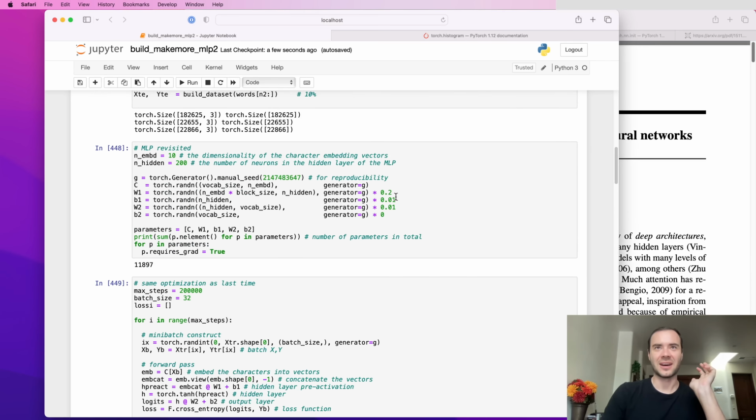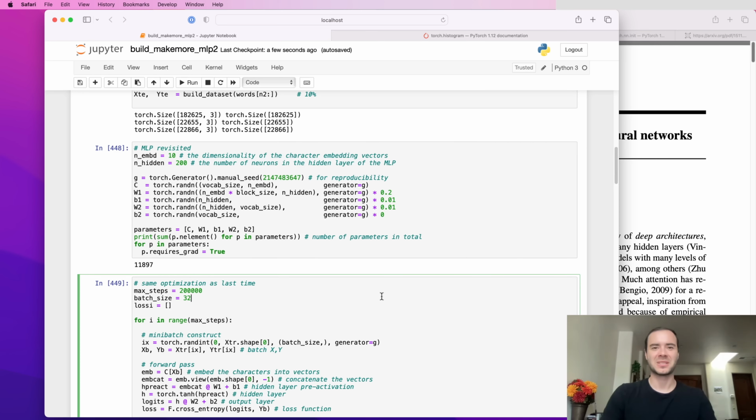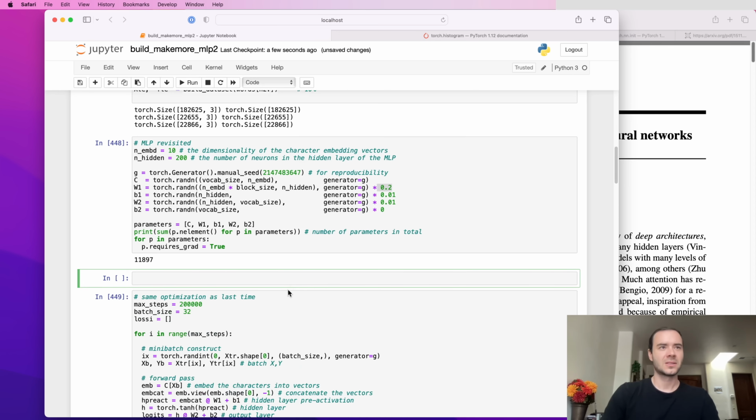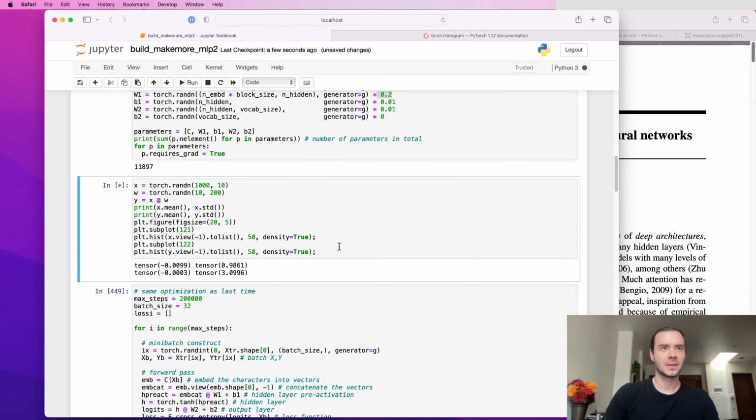But what we have here now is all these magic numbers like 0.2. Like, where do I come up with this? And how am I supposed to set these if I have a large neural net with lots and lots of layers? And so obviously no one does this by hand. There are actually some relatively principled ways of setting these scales that I would like to introduce to you now. So let me paste some code here that I prepared just to motivate the discussion of this.